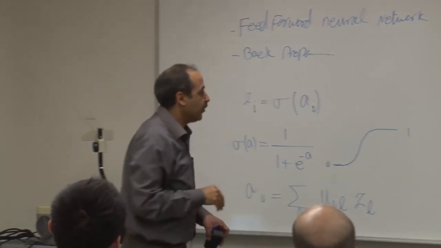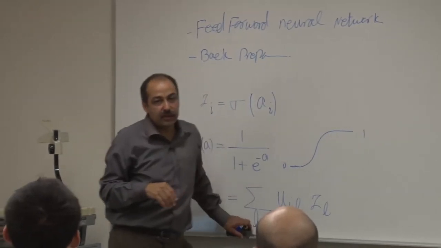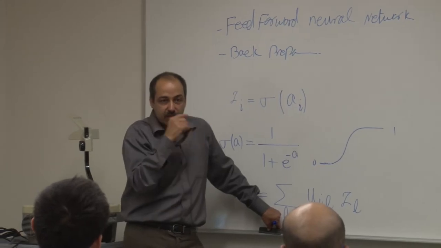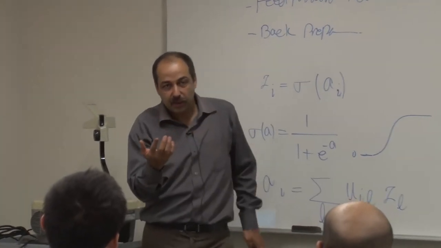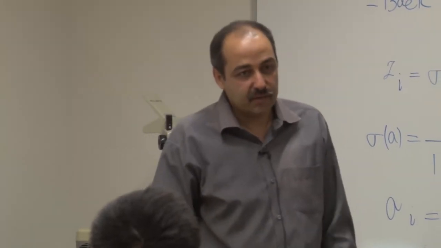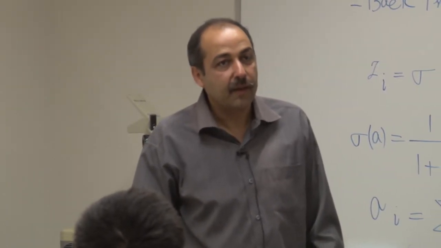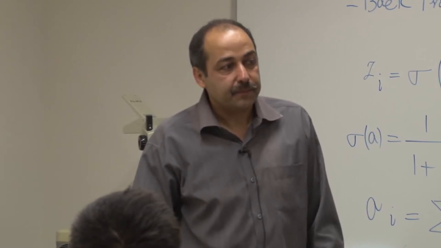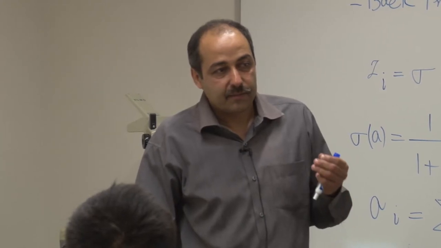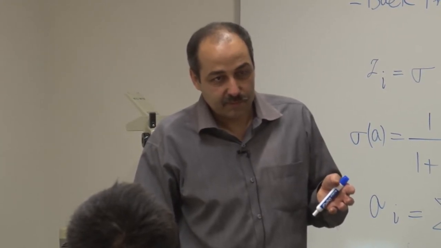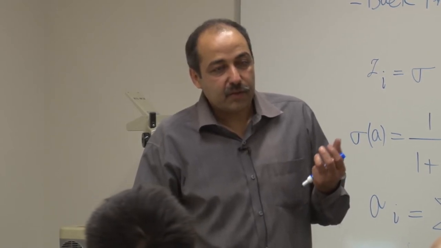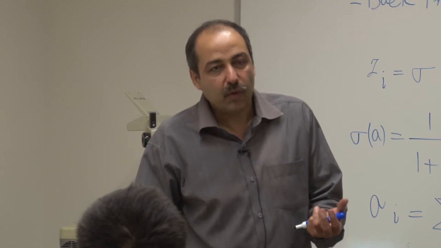But you can make it better. It doesn't mean that you are in a global minimum. It's a pretty non-convex function. You are in a local minimum. It was the common belief up to a couple of years ago that this is a very bad property of backpropagation, that it leads to a local minimum.